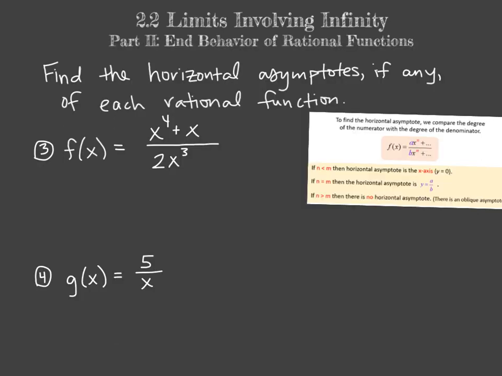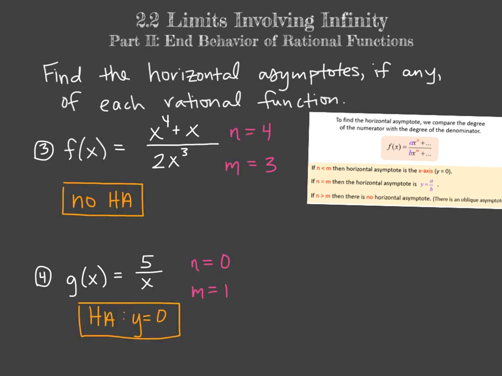For these next two examples, go ahead and try answering them on your own. Go ahead and pause the video and then hit play to see how you did. All right, so for number 3, we have no horizontal asymptote because n is larger than m. And for number 4, our horizontal asymptote is the x-axis, aka the line y equals 0, because n is less than m.